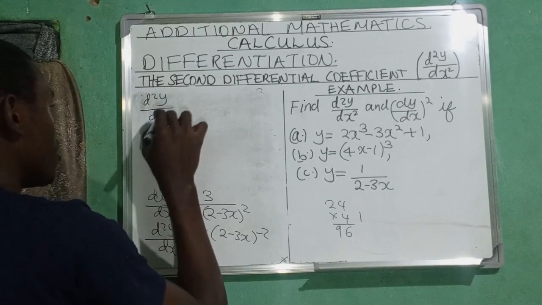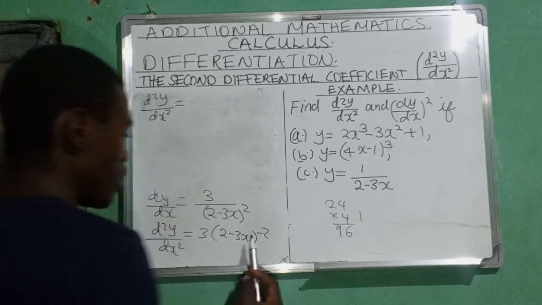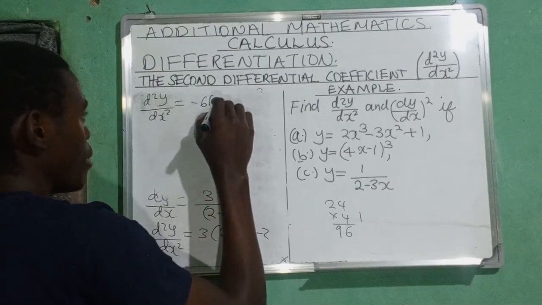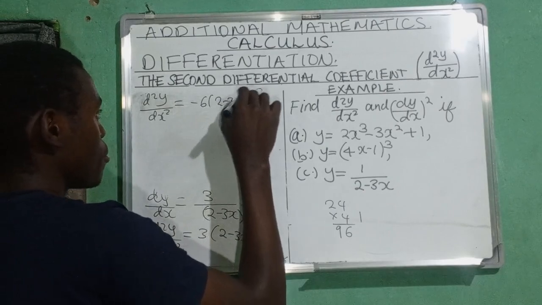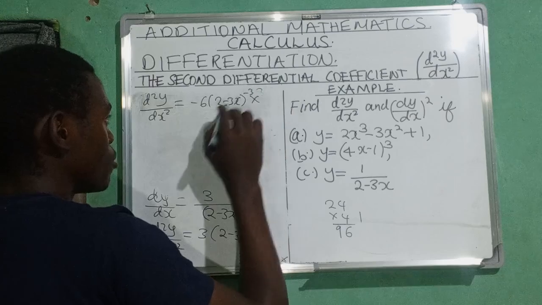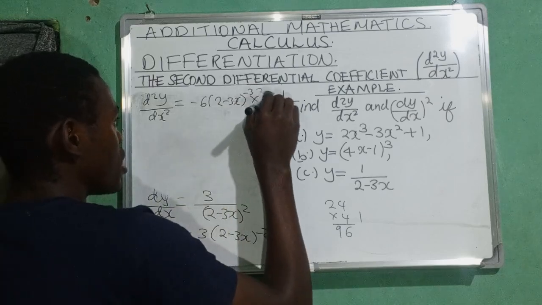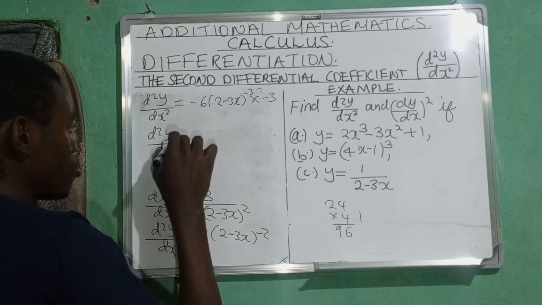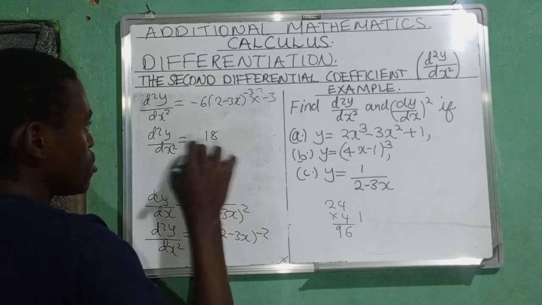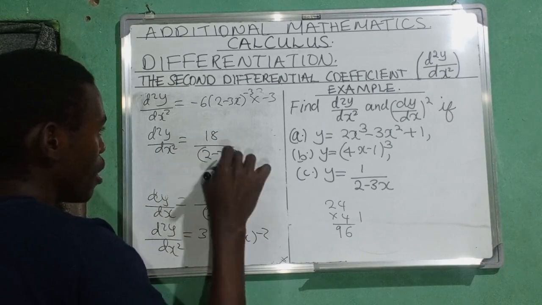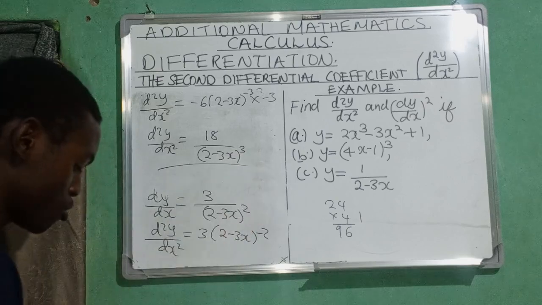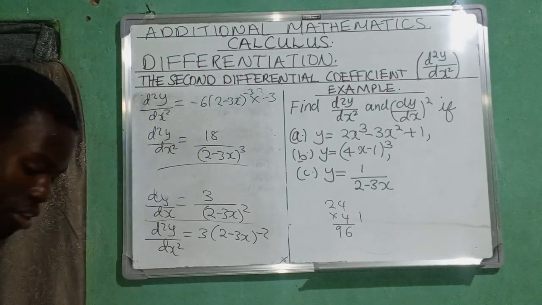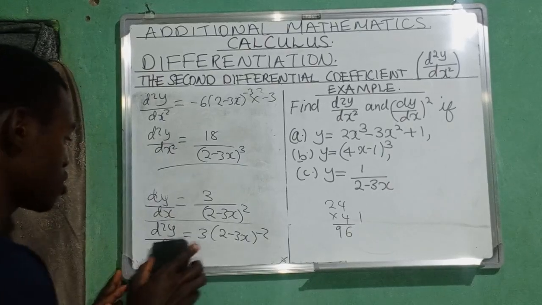d2y/dx2 would be equal to negative 2 multiplied by the 3, which will be a negative 6, multiplied by (2 minus 3x), everything being raised to the power negative 3, multiplied by the derivative of the core, which is negative 3. So d2y/dx2 would be equal to positive 18 divided by (2 minus 3x), everything being raised to the power 3. That's your d2y/dx2. Then when you find the dy/dx as this, that was our final answer for our dy/dx. So let us clean up.